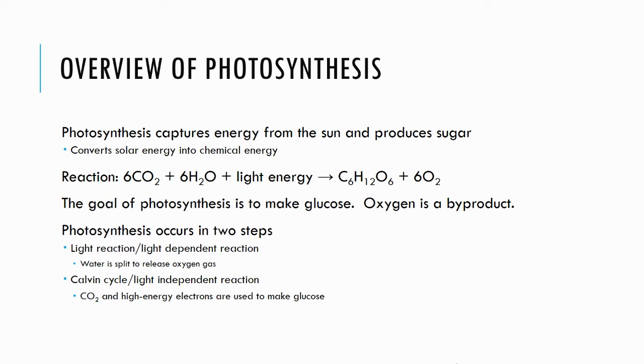The goal of photosynthesis is to make glucose. Oxygen is a byproduct. It happens to be useful to us and subsequently for the plant for the purposes of respiration, but it is not the main purpose. Photosynthesis occurs in 2 steps. The first one is called the light reaction or light-dependent reaction, where water is split to release oxygen gas. And the second part is called the Calvin cycle or the light-independent reaction, where CO2 and high-energy electrons are used to make glucose.